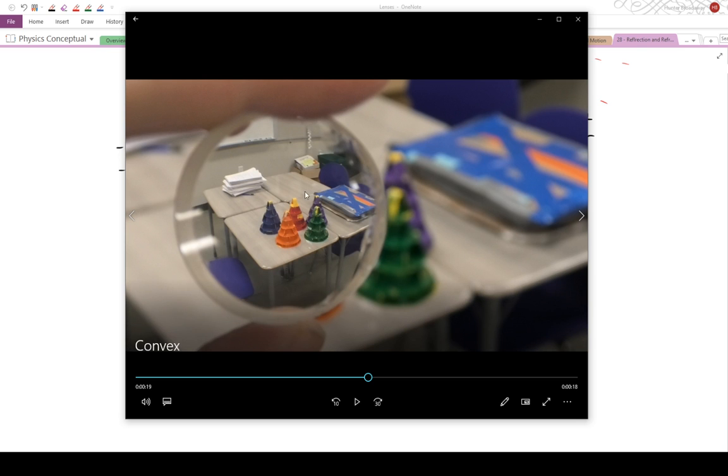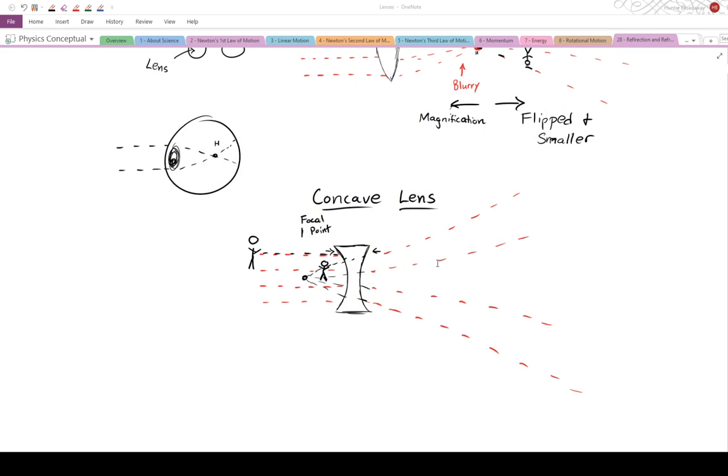But this is an example of what a concave lens does. Okay, so a concave lens will make you look smaller. If you go on the other side of the focal point, the rays just diverge out and you don't get anything. You won't be able to get an image out of it. So you can only really get a smaller image from a concave lens.